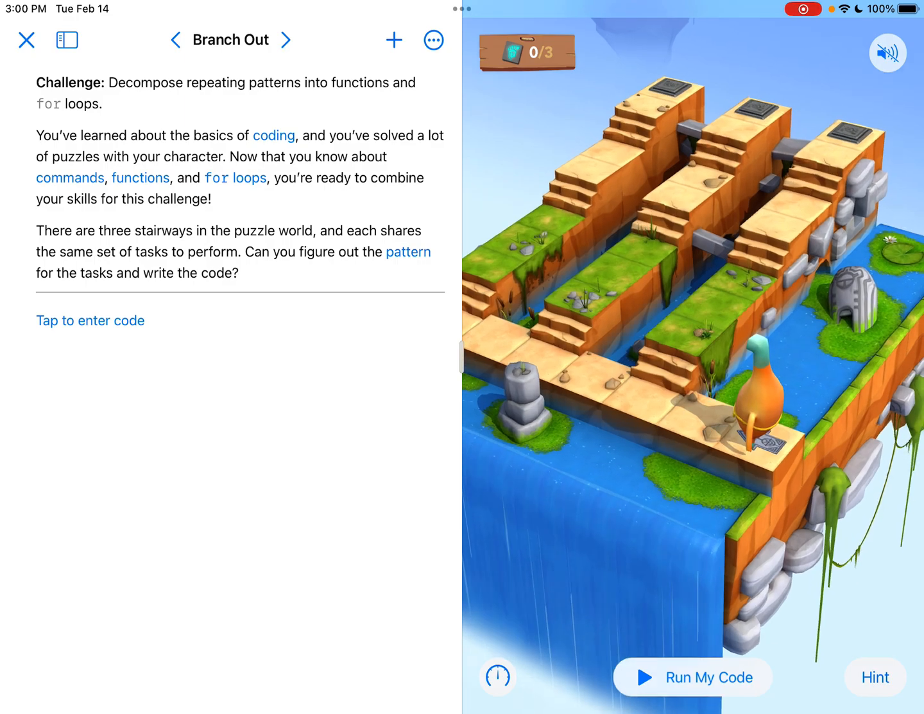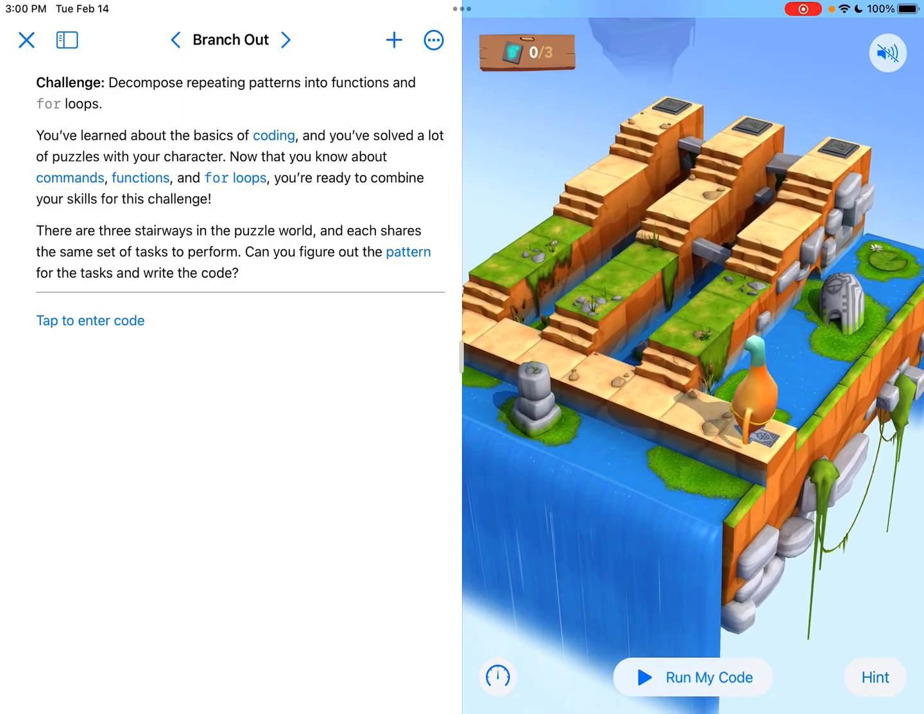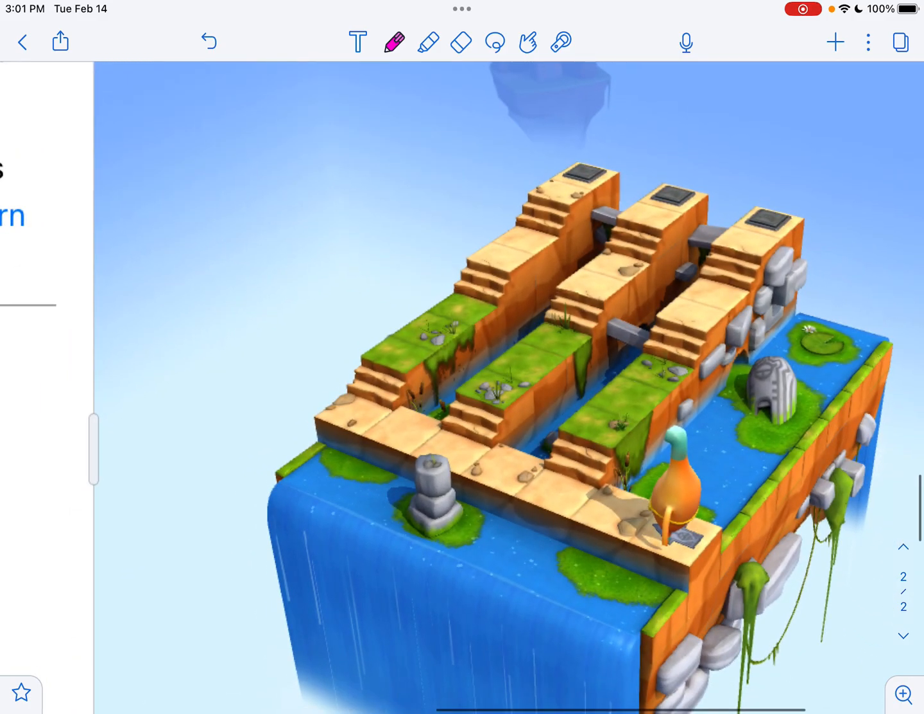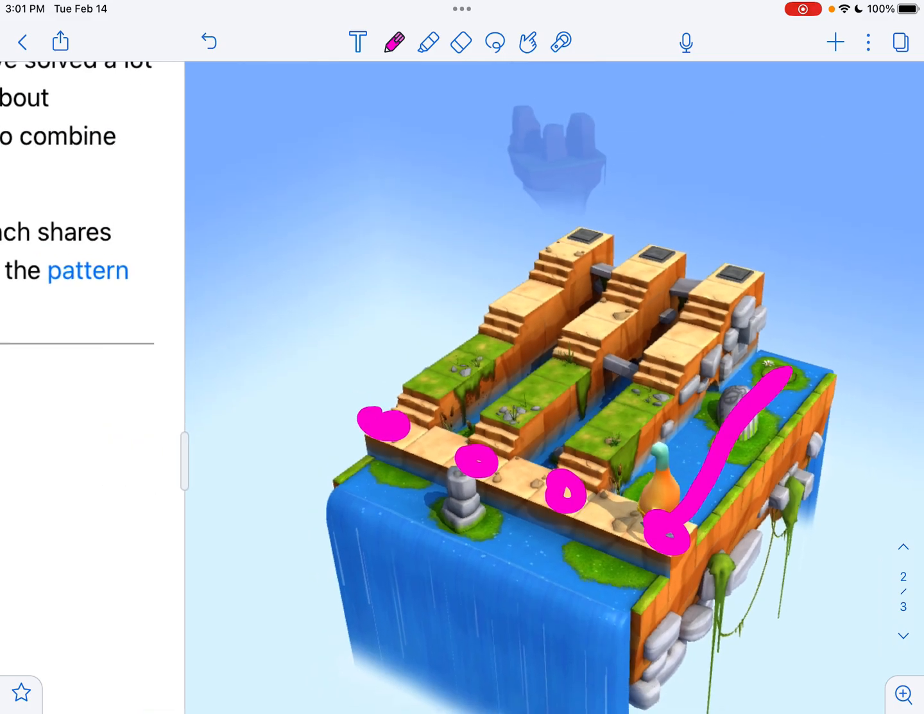Automatically, I think it's pretty easy to see that there are three rows that are exactly the same. The next thing to point out is where Byte is currently standing. If there were a row right there where he's standing, when I think about looping, the stairs are all evenly spaced out. That's going to be important when it comes to my loop and how I can save myself time, so that we don't have to write so much code, because this would be a lot of coding if we didn't have loops and functions.